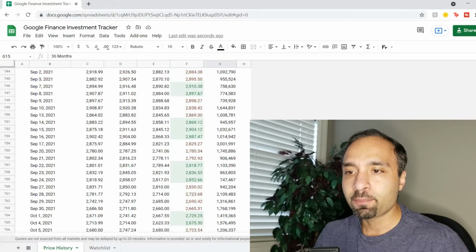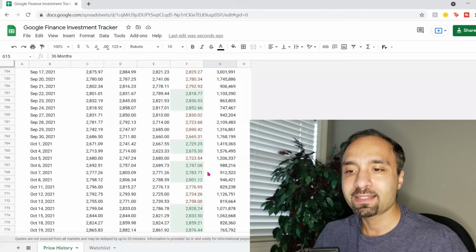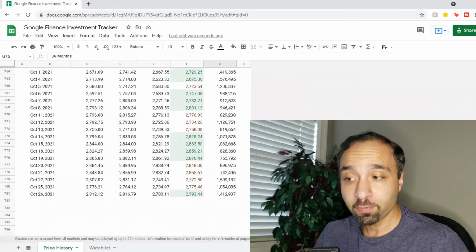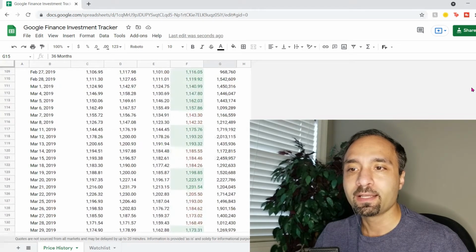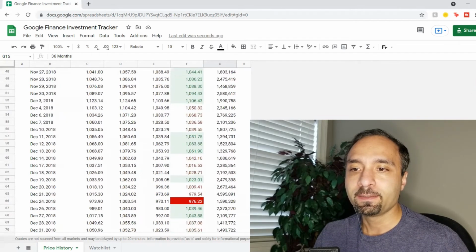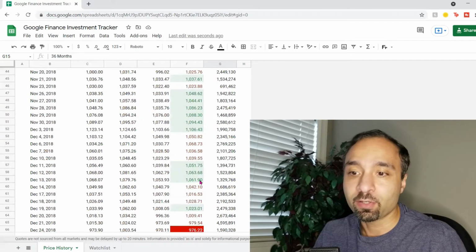One thing that I want to bring to your attention: the dark green shows you the highest price point that the stock has hit over the past time frame, as well as the dark red suggests what was the point in time whereby the stock was at its lowest price point over the span of, in this case, 36 months.